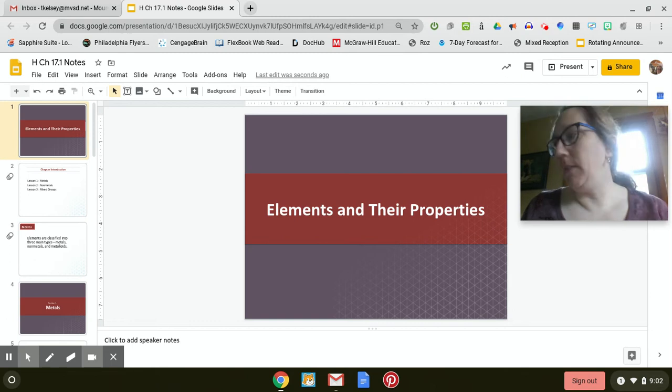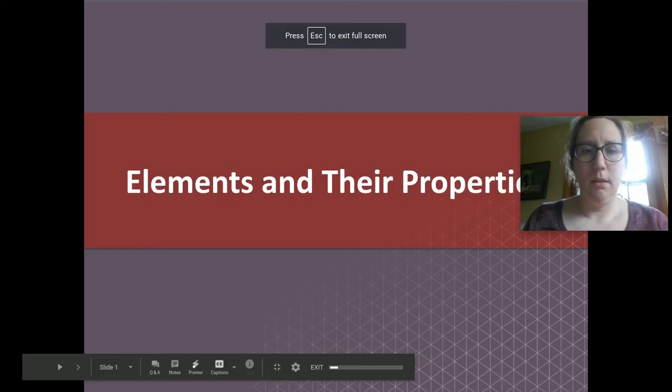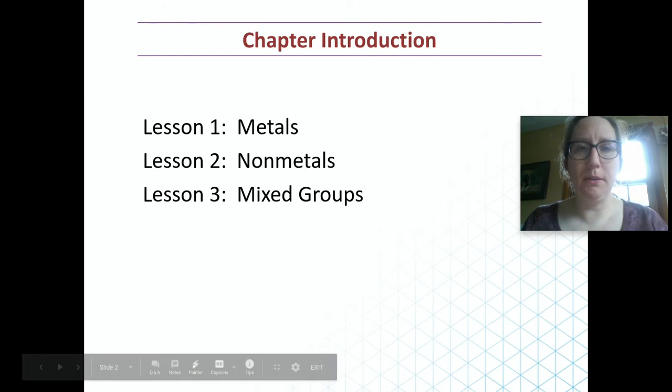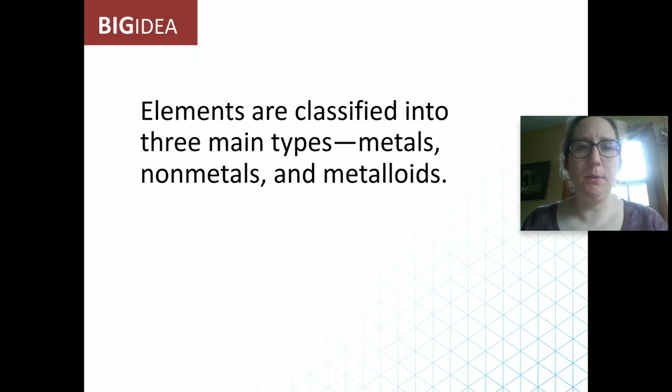All right, so chapter 17 is called Elements and Their Properties. There are 3 sections. First one is called metals, which is what we're going to do today. Lesson 2, nonmetals, and lesson 3, mixed groups. So basically the idea here is that elements are classified into 3 different groups within the periodic table: metals, nonmetals, and metalloids. Based on their position, I can predict which one of the 3 of those things they are, and then their qualities.